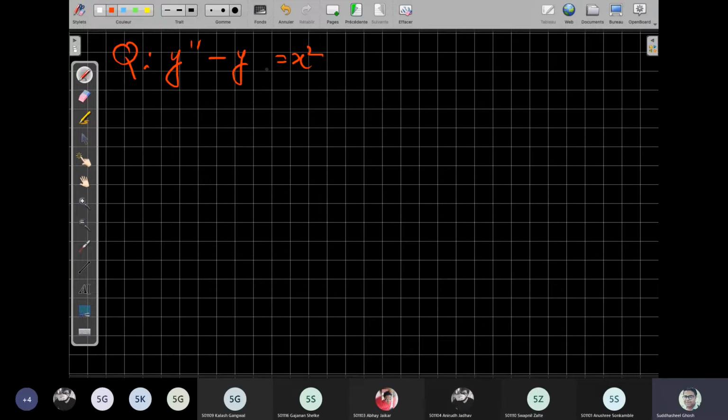Okay, y double prime minus y equal to x square, and your boundary conditions are given as y at x equal to 0 is 0, and y at x equal to 1 is also given as 0. This is given. All right, so then you have to use the collocation points.